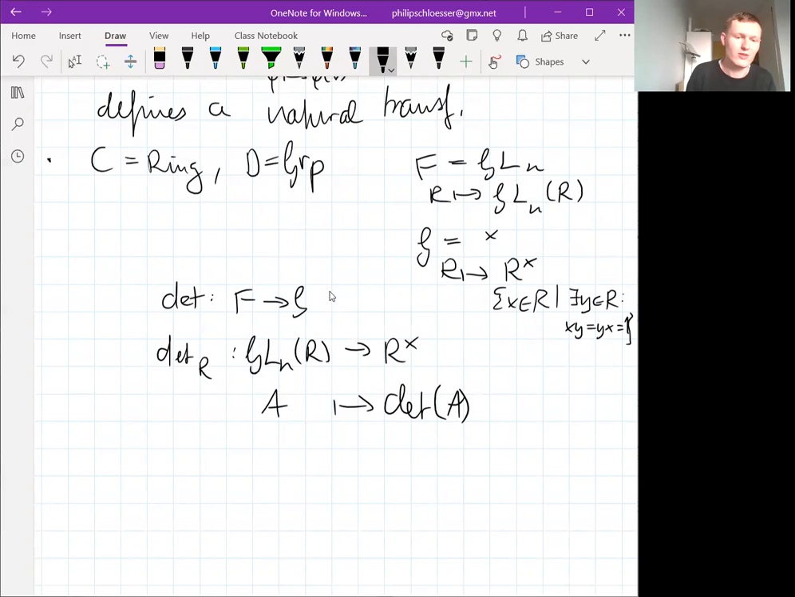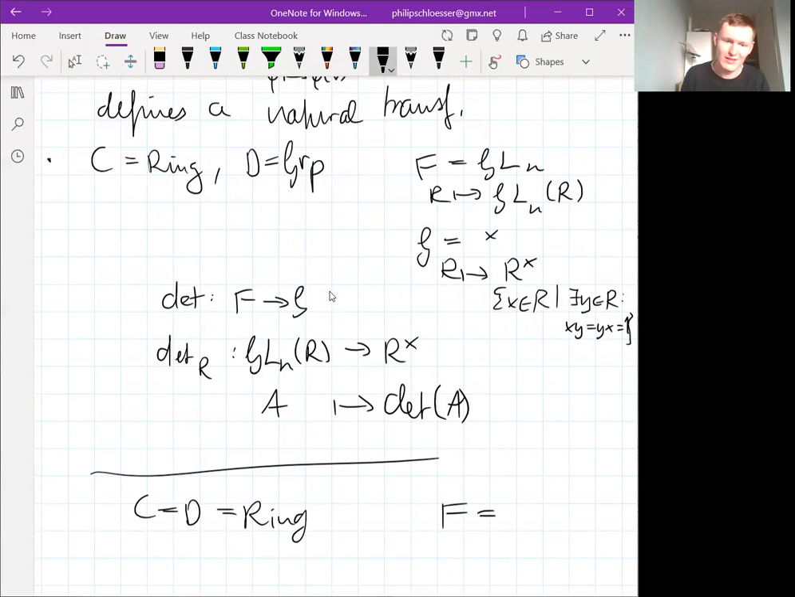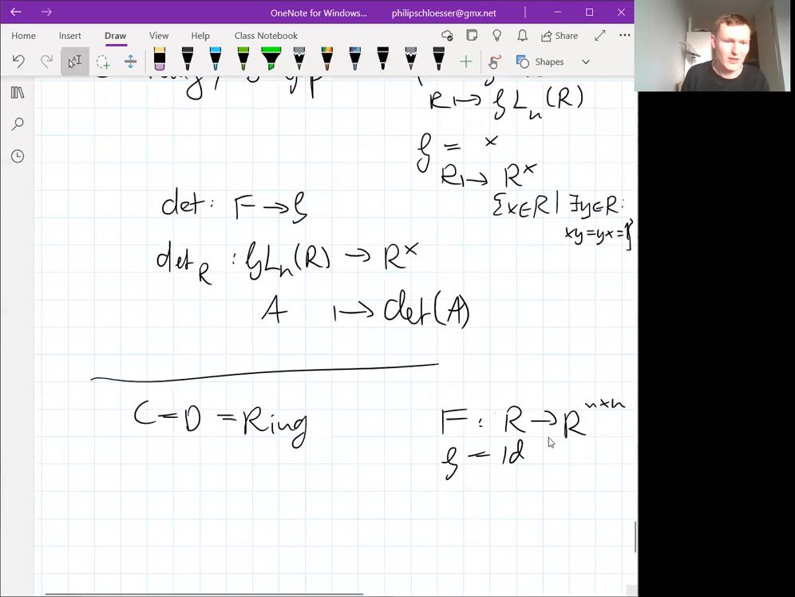Yeah. Alternatively, we can just say C equals D equals rings, with the functor F being, well, we map a ring R to the n times n matrices, and G being the identity functor. Then we have the same thing, I suppose. No, we don't.